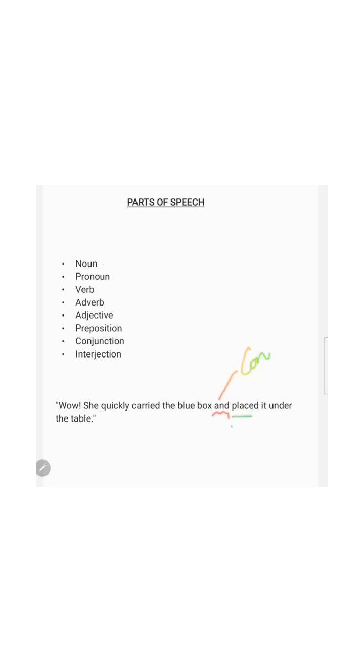Now we have placed, again a verb, and it, a pronoun. Under, definitely a preposition. The is again an article. Table is again a noun. So in this sentence we have seen examples of all the parts of speech we have discussed.